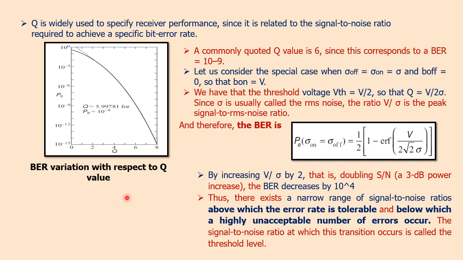Therefore, there exists a narrow range of signal to noise ratio above which the error rate is tolerable, and below which a highly unacceptable number of errors can occur. So the signal to noise ratio at which this transition occurs is called the threshold level. Likewise, we can fix the threshold voltage.